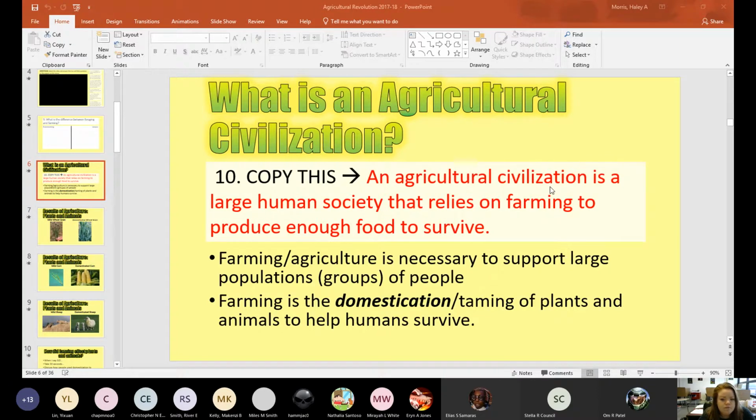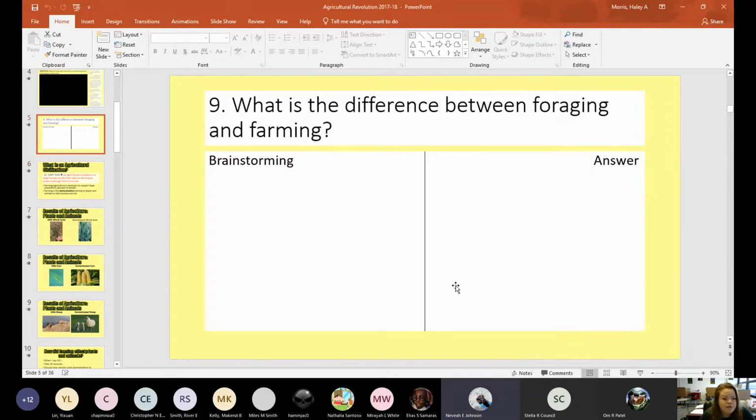Do you have a question? Oh, it was up from earlier. Okay. Nevaeh, do you have a question? Yeah, can you go back to 9? I think I missed it. Number 9 was what we talked about yesterday, so it doesn't have the answer on here. The answer was that foraging is having to hunt for things or gather things. Farming, you stay in one spot. So foraging is nomadic, farming is sedentary. Any differences between the two will work.